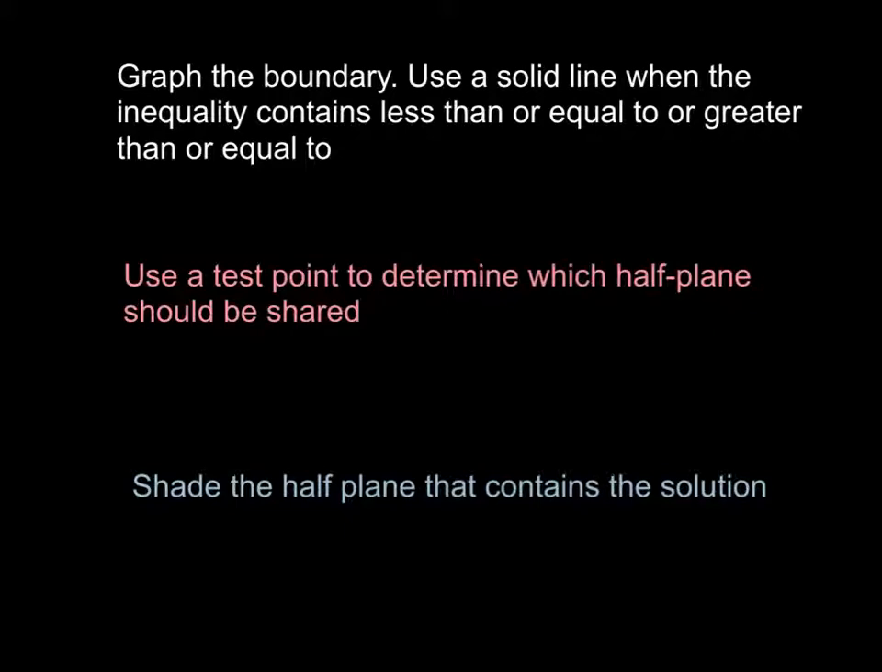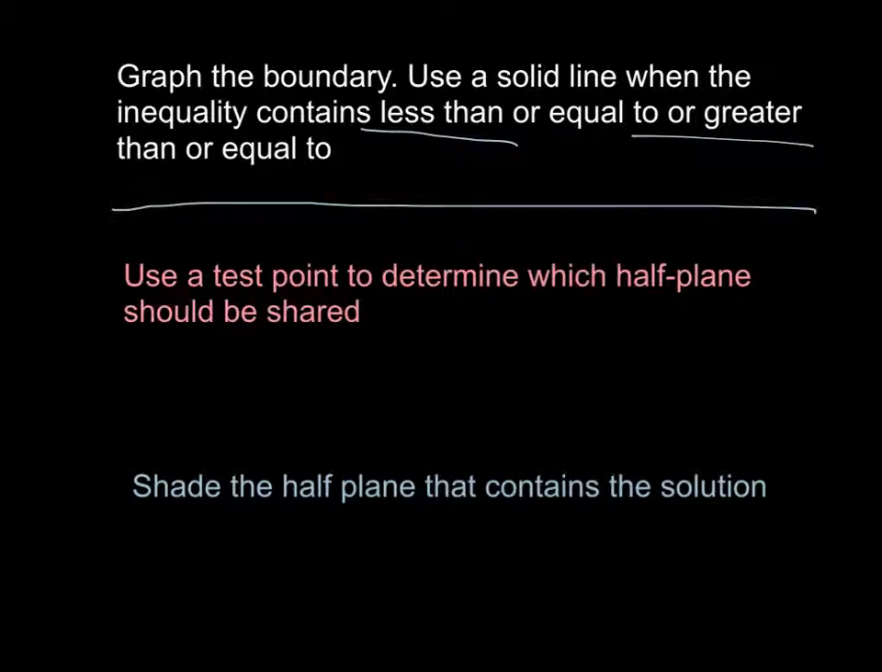So here are the directions on how to graph linear inequalities. First, you want to graph the boundary. You're going to use a solid line when the inequality contains less than or equal to or greater than or equal to. So anytime you have a less than or equal to or greater than or equal to, you're going to use a solid line. If it does not contain that, so it's just less than or greater than, then it's a dotted line to connect your points.